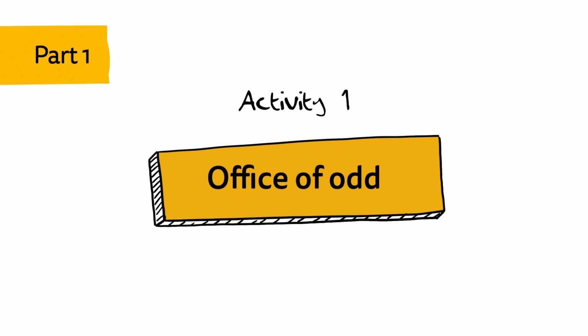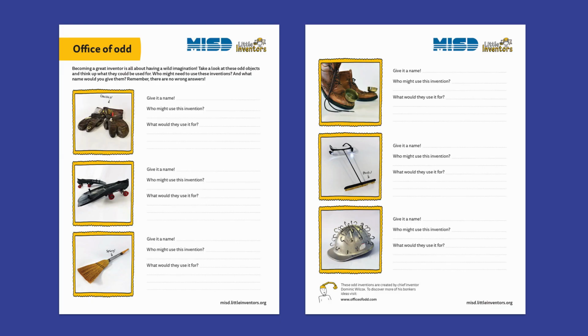Activity 1. Office of Odd. The Office of Odd activity is all about having fun and going wild with your imagination. The activity contains pictures of unusual inventions that have been created by our chief inventor, Dominic Wilcox. The challenge is for your students to come up with a name and a use for each of these unfamiliar inventions. There's no wrong or right answer.